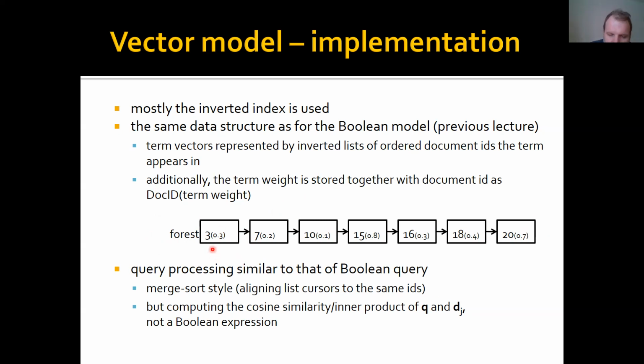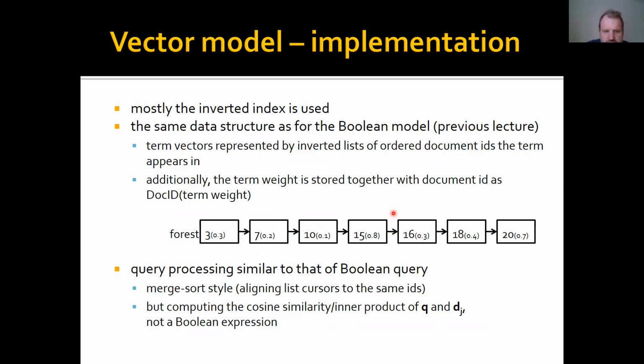And in addition to the Boolean model, we have not only the IDs. This is ID 3, document 7, 10, which is in ascending order, but we also have extra information about the weight of the term in that document. So this is 0.3, 0.2, and so on. This is extra information. Otherwise, it's completely the same inverted index as in the Boolean model.